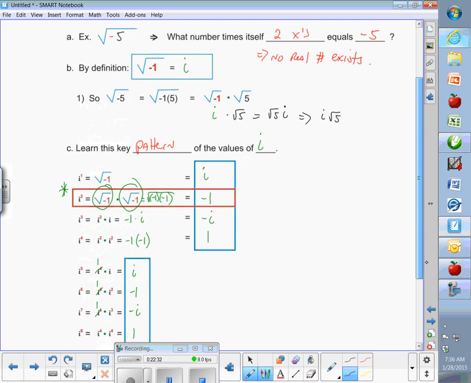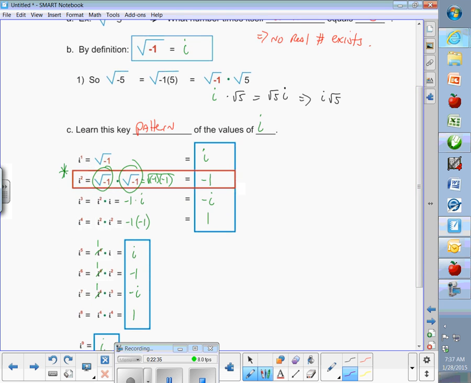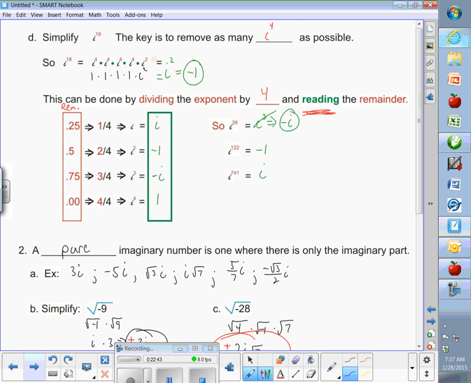Don't forget the pattern. i to the first is i, i squared is negative 1, i cubed is negative i, i to the fourth is 1, and that pattern continues to repeat itself. i, negative 1, negative i, 1. How do you figure out the value of something like i to the 18th? You simply divide the 18 by 4 and read the remainder. If you remember that 0.25 is i, 0.5 is i squared, negative 1, 0.75 is i cubed, or negative i, and 0.0 remainder is i to the fourth, or 1, then you'll remember the chart.